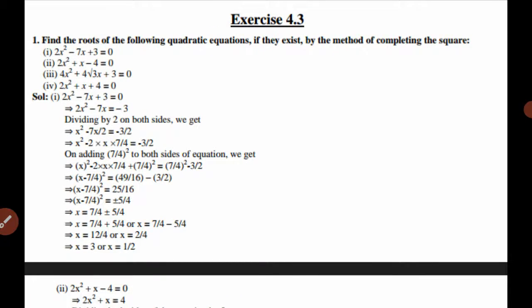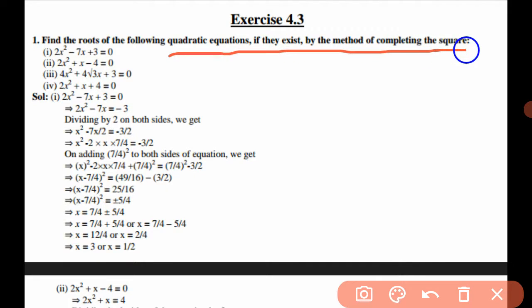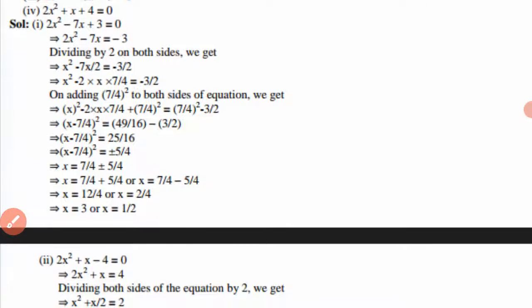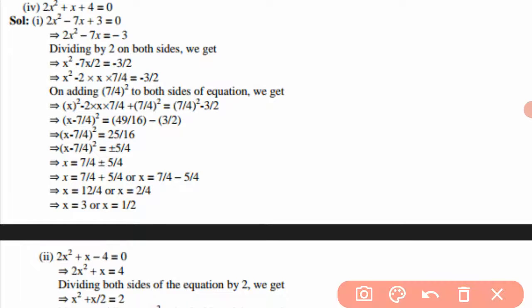So here we have to use the completing square method and we will also use the quadratic formula. So in question number 1, find the roots of the following quadratic equations, if they exist, by the method of completing the square. So see the first part. In the first part we have 2x square minus 7x plus 3 equals to 0.